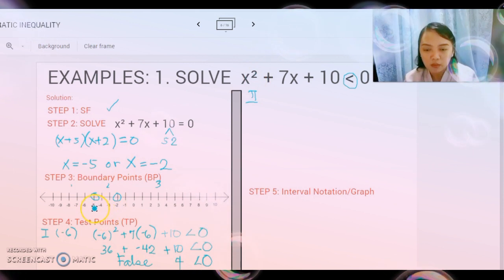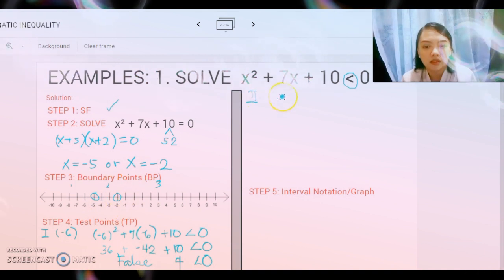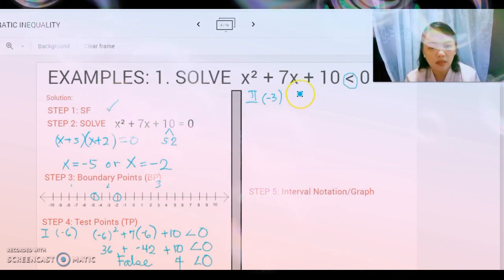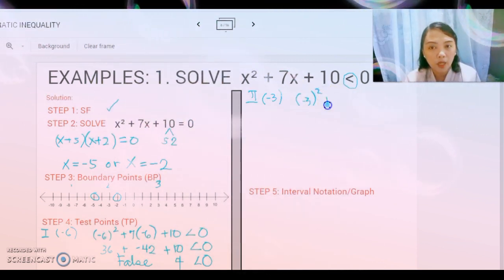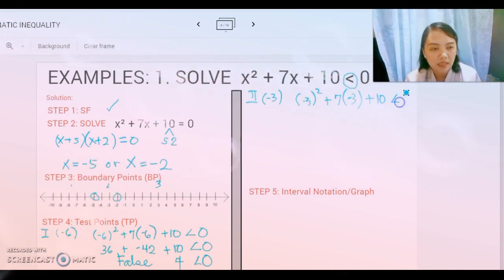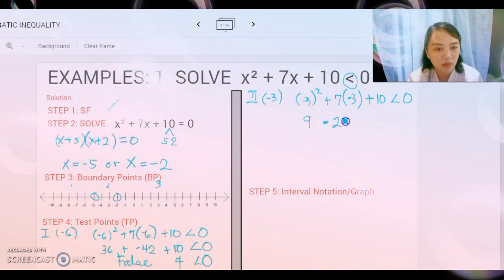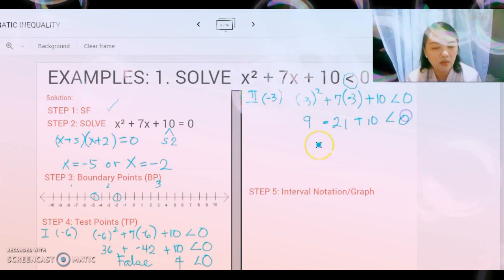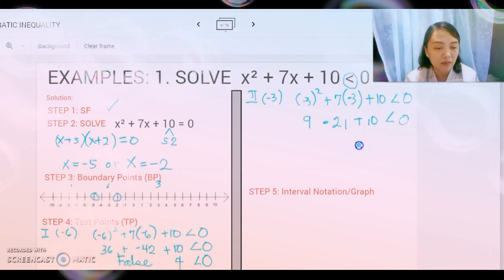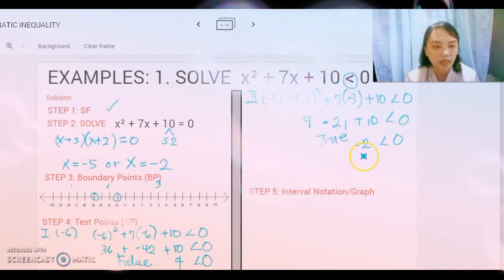Okay, o pili kayo ng number mula kay negative 5, negative 4, negative 3, negative 2. Ito, pagitan nila. Okay, o try natin si negative 3. So, for example, we have negative 3 squared plus 7 times negative 3 plus 10 is less than 0. So, negative 3 squared is 9. 7 times negative 3 is negative 21 plus 10 is less than 0. 9 minus 21 is negative 12. Plus 10, we have negative 2. Is it less than 0? Yes, this is true.